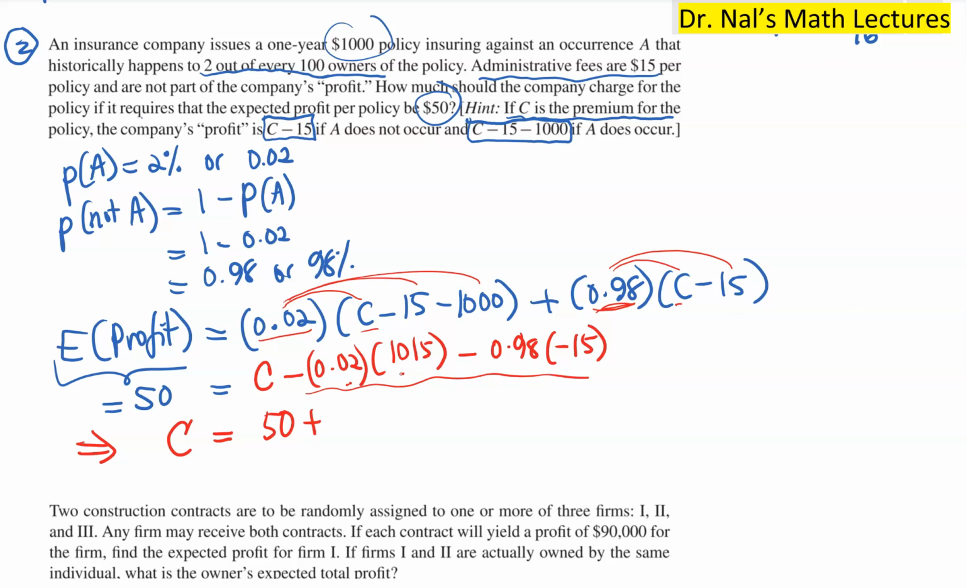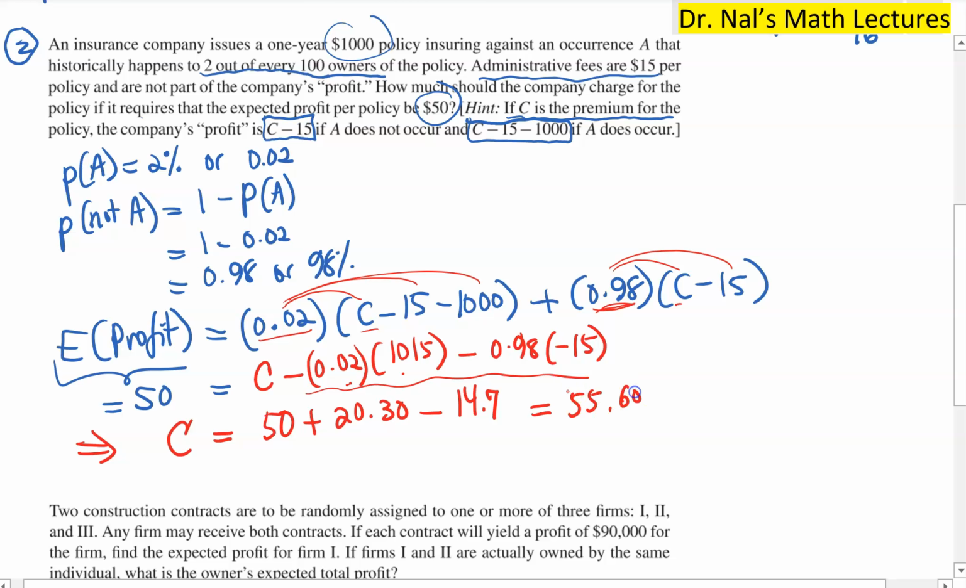Let me just go ahead and open that. Okay, 1015 times 0.02, that's $20.30, and then minus 0.98 times 15. Let's do that. 15 times 0.98, 14.7, and finally that number is equal to, so let's just do it. It comes out $55.60 for the premium that the insurance company should charge to the company so that it can make a $50 profit from each policy sold.